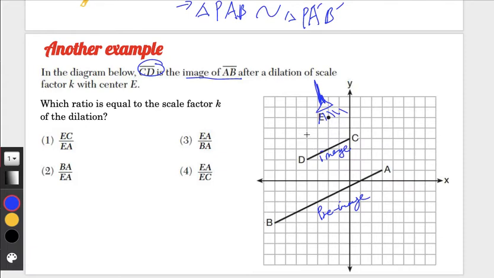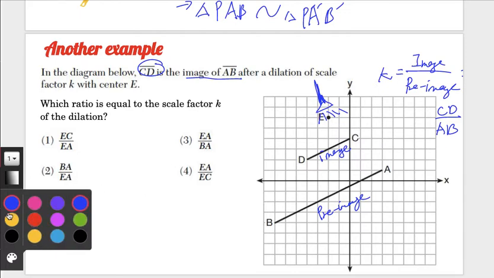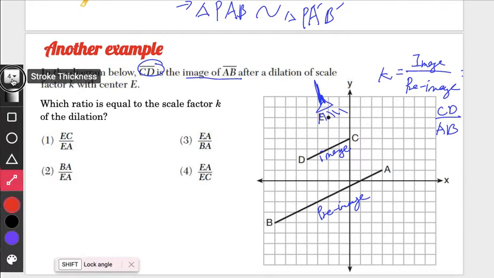Also, this asks what ratio is equal to the scale factor K? As we mentioned, K, which is the scale factor, is always image over pre-image. So clearly it's going to be CD over AB, right? But we don't see that in the choices. So we are going to extend our understanding and see what happened to these triangles. I'm going to connect these two.